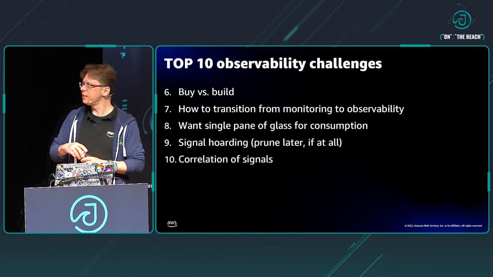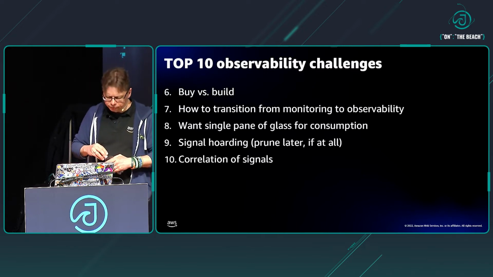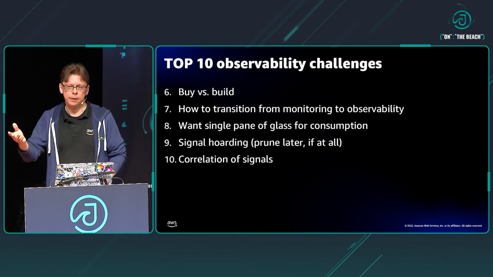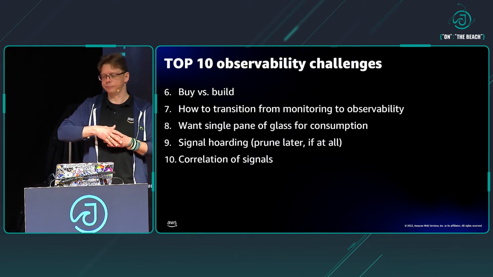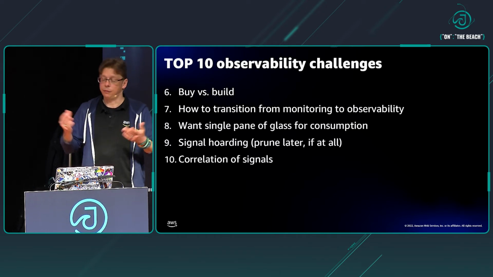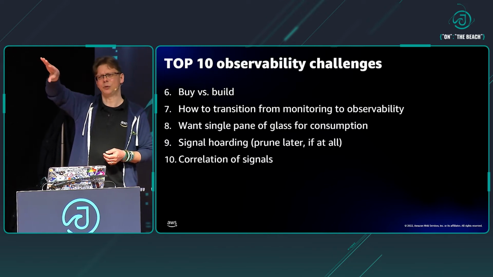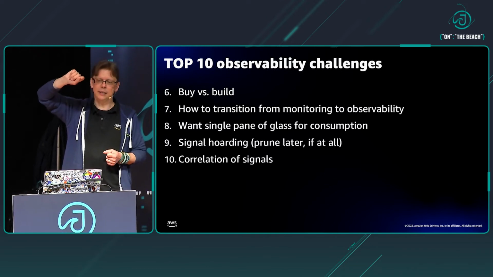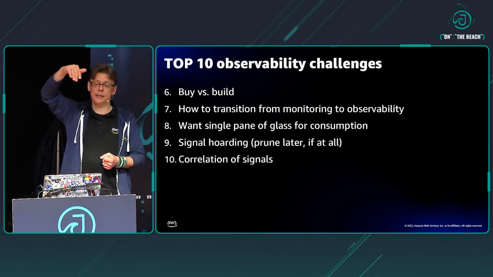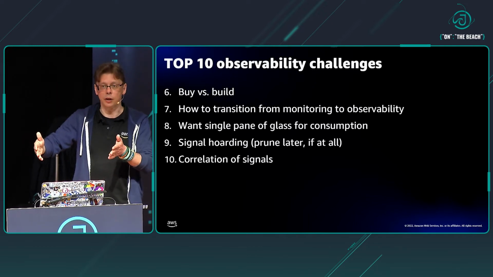And last but not least, correlation of signals. By that I mean that you have one signal type. Imagine this use case where I get paged, I look at a Grafana dashboard, for example, where I see a certain metric. So it's like, oh, that's strange. Can I see the respective trace or spans from that service in this time range, right?